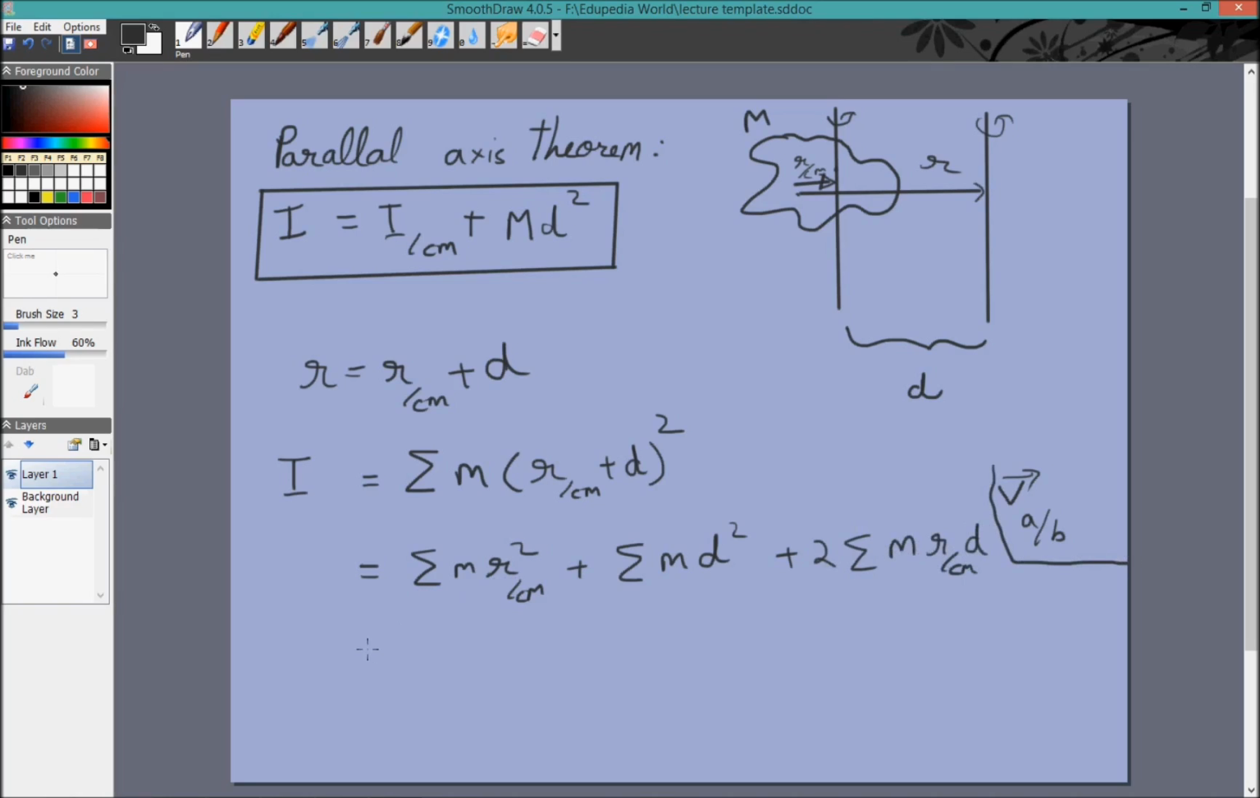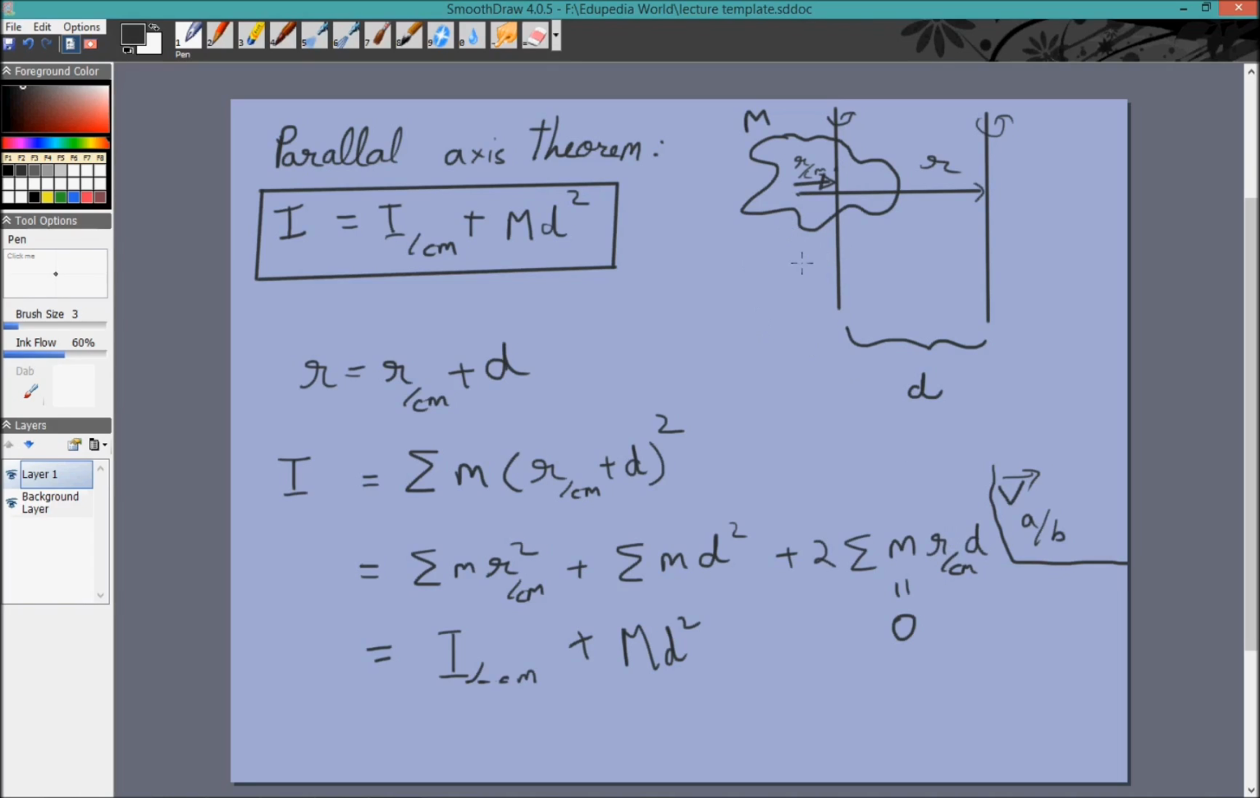Right, now the first term, m R with respect to Cm whole square, is just the moment of inertia about the center of mass, right? Because the moment of inertia about the center of mass will be, you take the small mass, you take R with respect to Cm, you square it and you multiply them and add them up. Summation m d squared will give me capital M D squared, because D is common, we can take it outside. Summation m will give me capital M, and this term will equal 0. Why? Because D can be taken out, and summation m i into R with respect to center of mass will actually give me the location of the center of mass, right? But the location of the center of mass with respect to the center of mass is always 0.